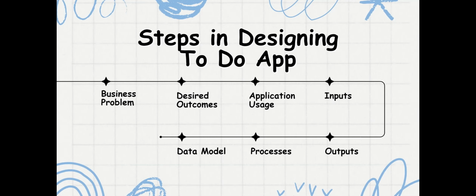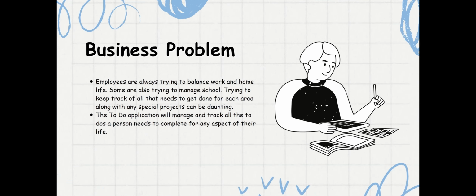So here comes the business problem. Let us understand why we want to do this app. These days we are leading a very busy life and we have to manage both our work and personal life. Sometimes we might forget some things in our busy schedule. So by using a to-do application, we can track all our to-dos. It is a very small idea and small application, but very useful, right?